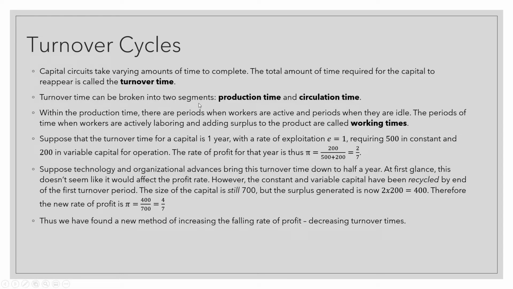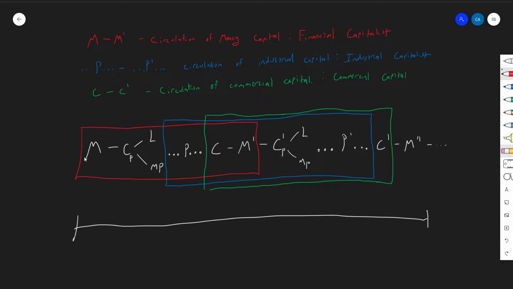The first way to break it down is between production time and circulation time. Within this circuit of capital, we have a couple of different kinds of time being used. There's obviously the production time, which is from here to here, when production is happening. But then we've also got the circulation time.